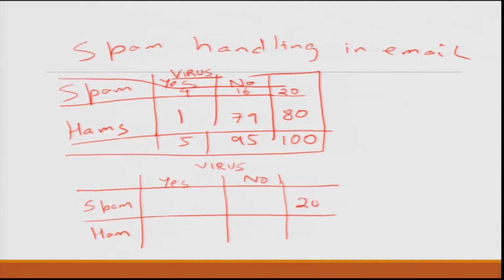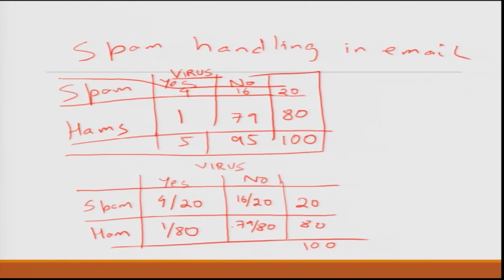So you had 20 points here, you had 80 here, this was 100. So you divide each of them by this 20, so this becomes 4 by 20, this becomes 16 by 20, this becomes 1 by 80, this becomes 79 by 80, this becomes 5 by 100, this becomes 95 by 100. So this becomes your likelihood table.